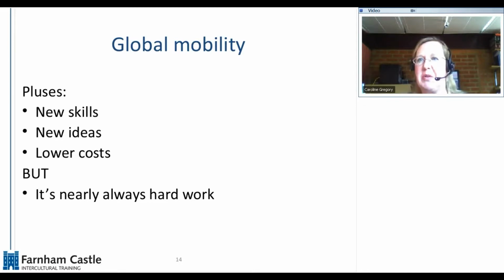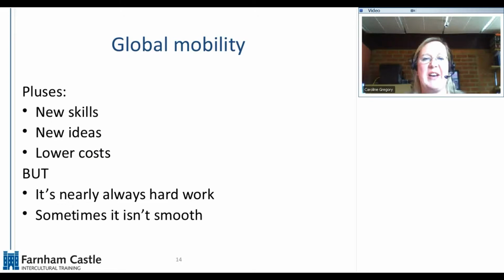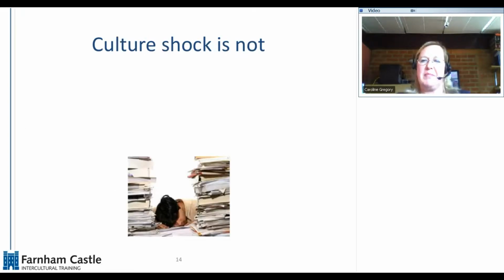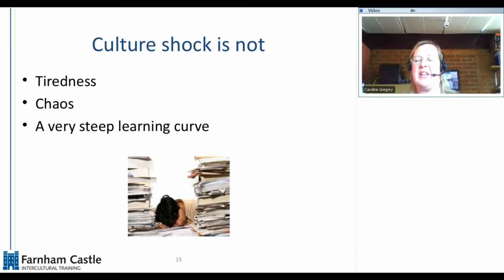Culture shock is talked about a lot, and I think often it's confused with other things. I feel that culture shock is not what has happened to this poor person in the picture. It's not tiredness, chaos, and a very steep learning curve you have when you move. Because, of course, everybody at some point in their life buys a new car, changes doctor, moves house, etc. The difficulty is when you're moving, you tend to do them all within a very, very short period of time. But I don't feel that's culture shock. I feel that's the tiredness with the initial move, and that does wear off after a couple of months.